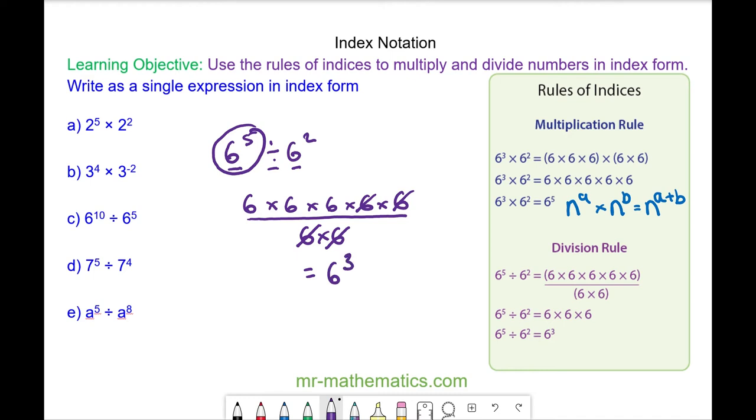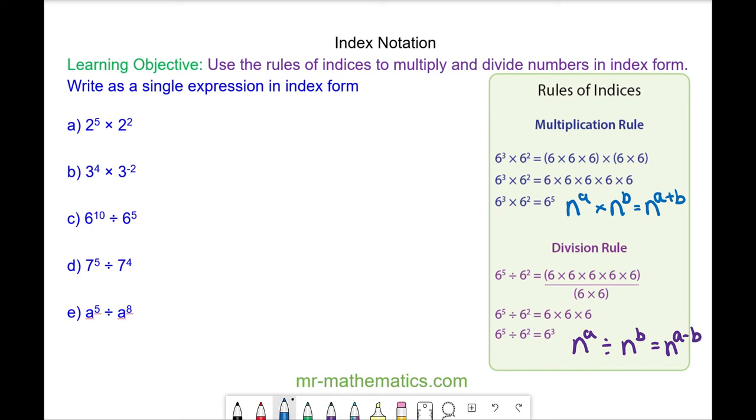So the formula for the division rule is, if we have the same bases, n to the power of a divided by n to the power of b, we subtract the powers: a minus b. And now we can use these formulae to simplify the questions a to e.